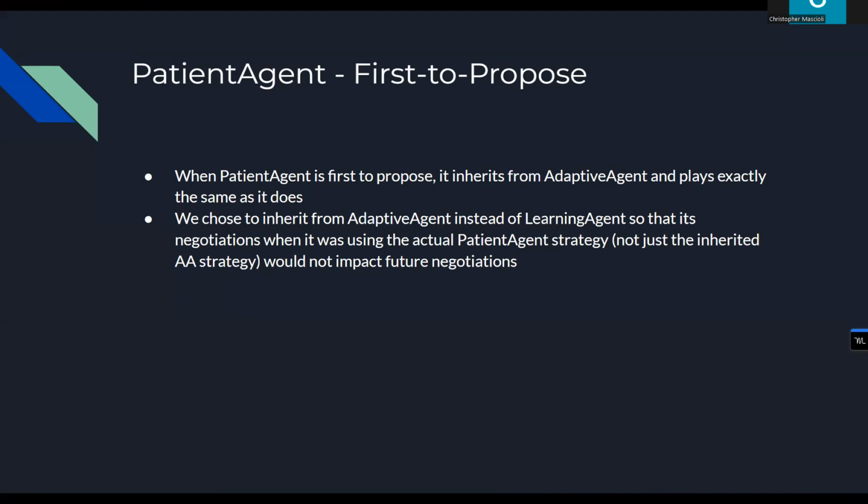I chose to inherit from AdaptiveAgent instead of LearningAgent because I didn't want the negotiations that happen when it's doing its second-to-propose strategy to affect the lock-in rate for LearningAgent with our opponents for when LearningAgent would operate. So I just wanted something that reset each day.